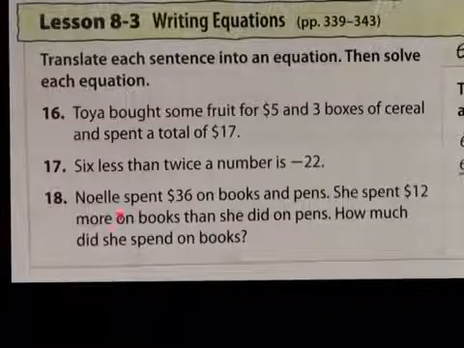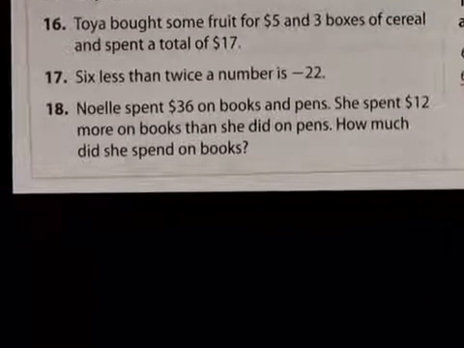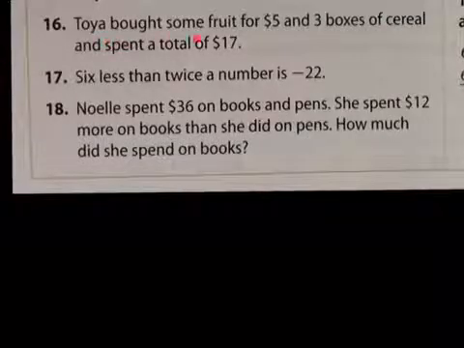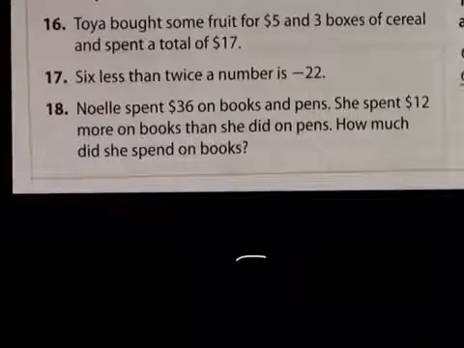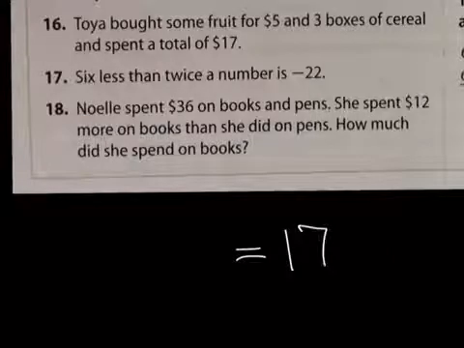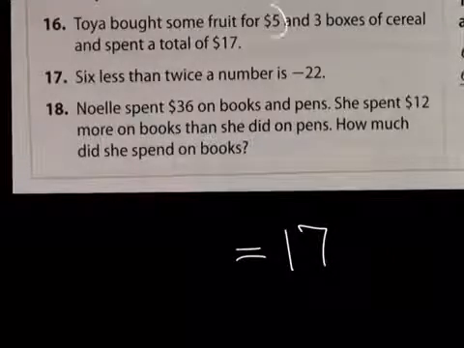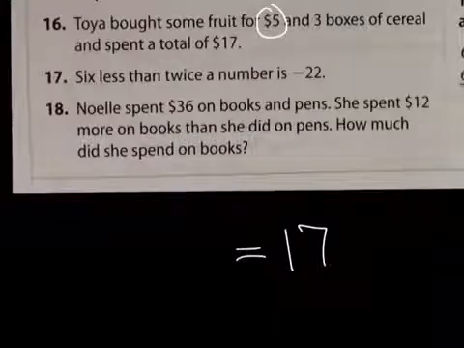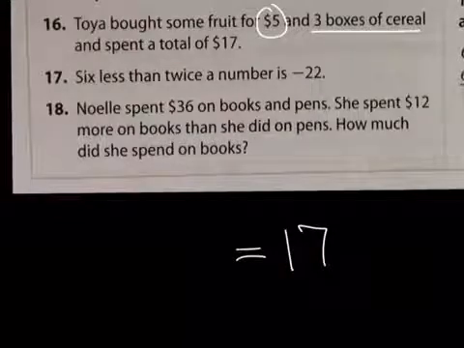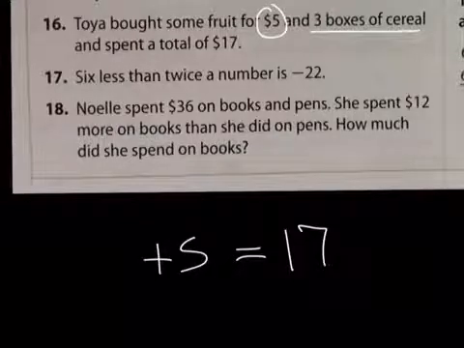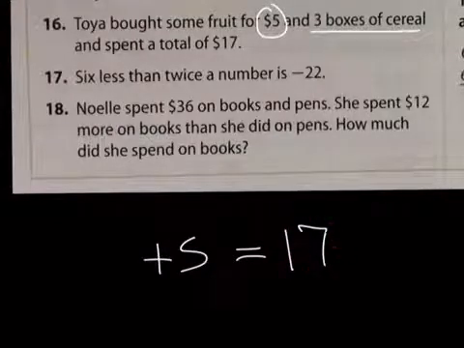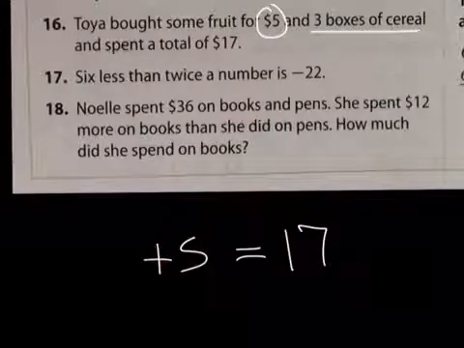Okay, let's look at 16. We have Toya bought some fruit for $5 and 3 boxes of cereal and spent a total of $17. Okay, so far I'm understanding that we spent a total of $17. So that's my total. And I know that I spent $5 in addition to 3 boxes of cereal. So I know that I have plus $5. Remember, this is my total dollar amount of $17, and here's my additional $5 that I spent.